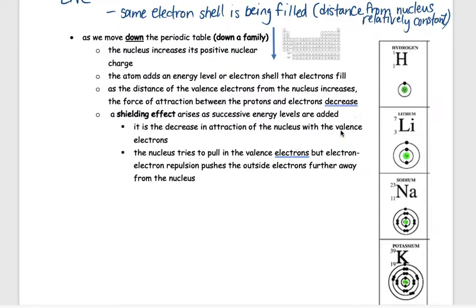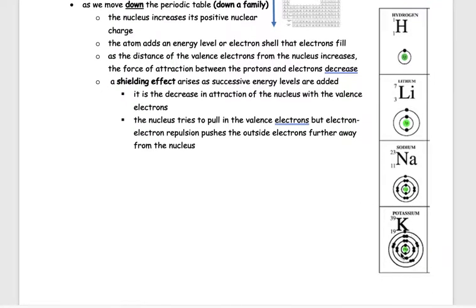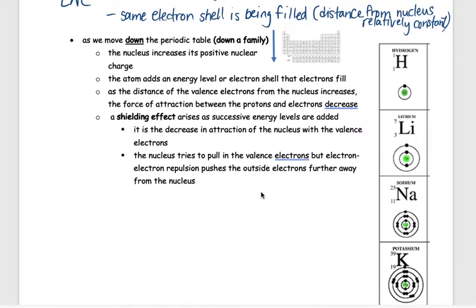But what else are you noticing here? If you look here, the electron shells are increasing. Hydrogen has 1, lithium has 2. As we keep dropping down, we get another one, 3 for sodium, 4 for potassium. So as we go down, we're increasing the number of shells, and therefore we're increasing the distance the nucleus is from its electrons, especially the valence electrons. Because the distance is increasing, the force of attraction between the protons and electrons is decreasing.